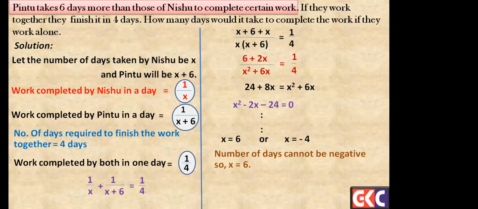Directly 6. x equal to how much? Directly 6. Is that thing clear? Did you understand what is written, how it is written, why -4 is not valid? Because number of days cannot be negative, na? So automatically x equals to -4 is invalid. We have to remove it. So what is left with us is x equals to 6. Is that thing clear?